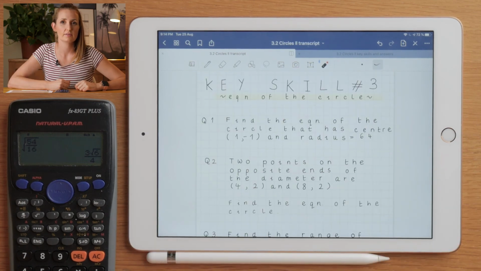In the previous 2 key skills, we've been given the equation for the circle and we've been asked to find information. In the next key skill, we're going to be doing it the other way around, which means we're going to be given information and we're going to be asked, what is the equation of that circle?